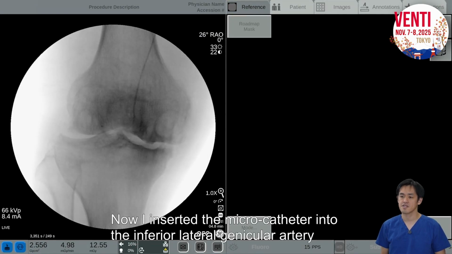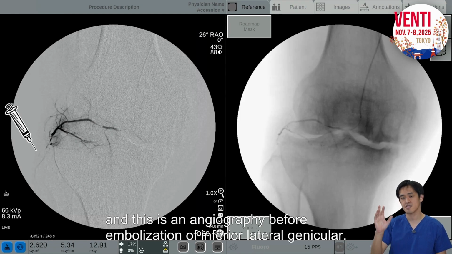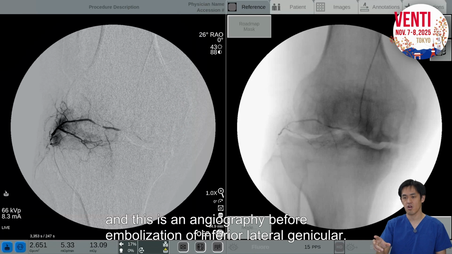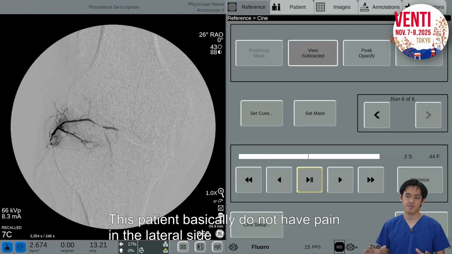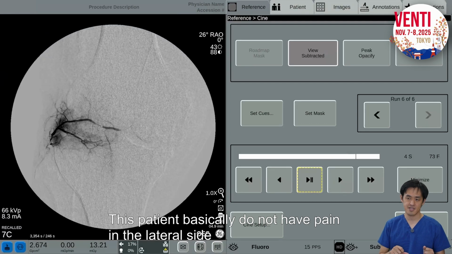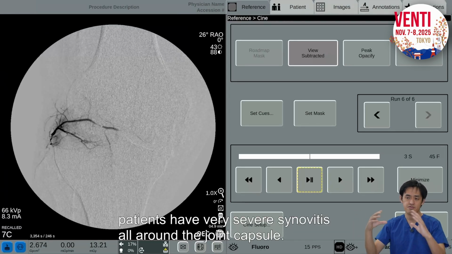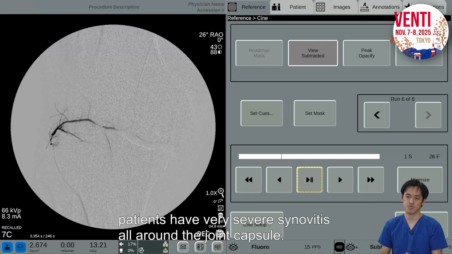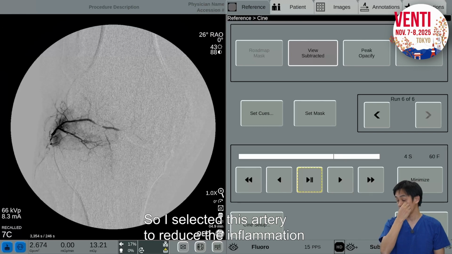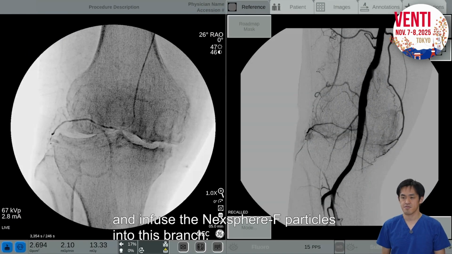Now, I inserted the microcatheter into the inferior lateral genicular artery, and this is the angiography before embolization. This patient basically does not have pain on the lateral side, but as you can see in the MRI, the patient has very severe synovitis all around the joint capsule. So I selected this artery to reduce the inflammation and infuse the Nexphere-F particles into this branch.